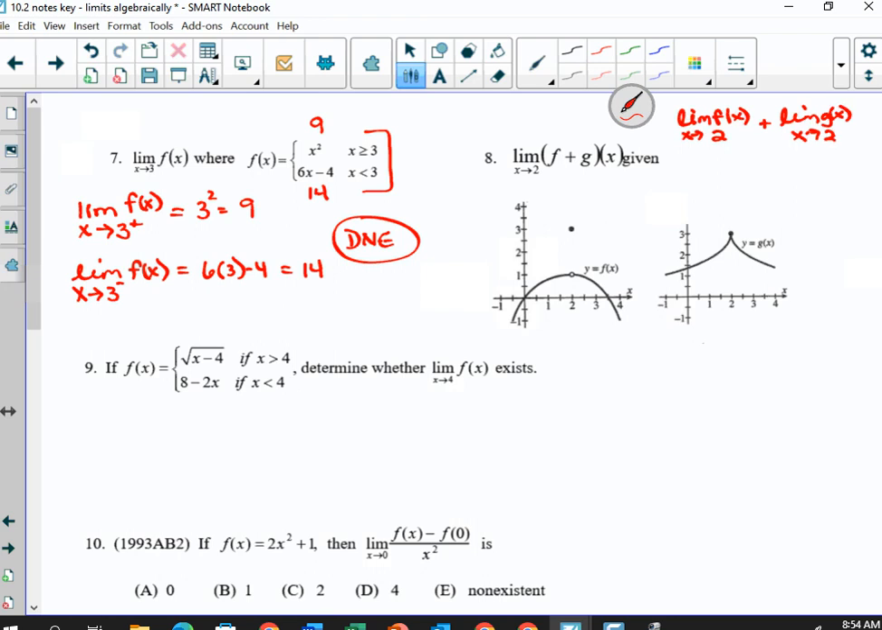That almost looks like a 2. So what is the limit of f of x as x approaches 2? 1, right? We can still evaluate the limit even though there's a hole. And what is the limit of g of x as x approaches 2? 3. And what is 1 plus 3? Plus 7. Actually, it's 8.